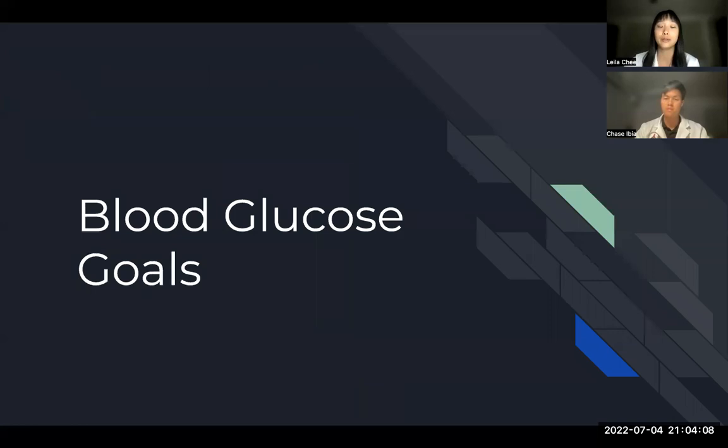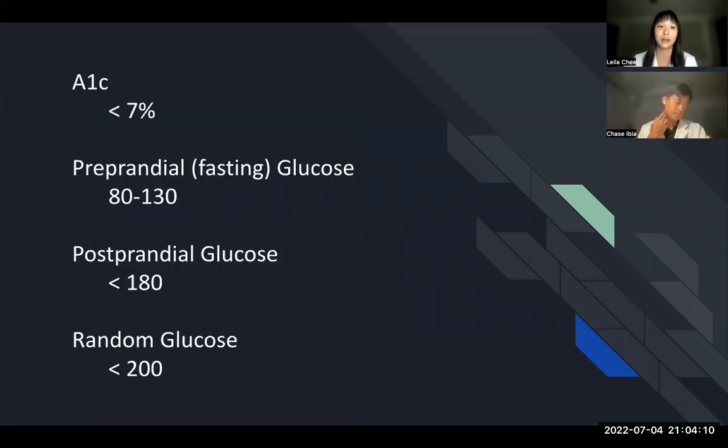And some blood glucose goals we wanted to note are here: an A1C of less than 7%, preprandial glucose, which is 80 to 130, postprandial glucose less than 180, and a random glucose of less than 200.